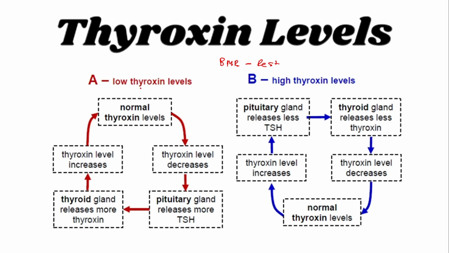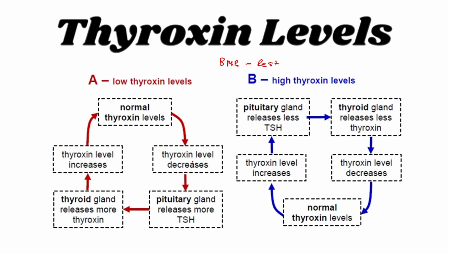So now let's look at the two scenarios here. So if our thyroxine levels are low, okay, so it's first normal, and then let's say our thyroxine levels decrease. Remember, thyroxine is produced by the thyroid gland. If our thyroxine levels decrease, it normally happens when we don't have enough iodine. We don't necessarily get enough iodine from our diet, and then it will cause the thyroid gland to secrete less thyroxine, and that is a condition called hypothyroidism.